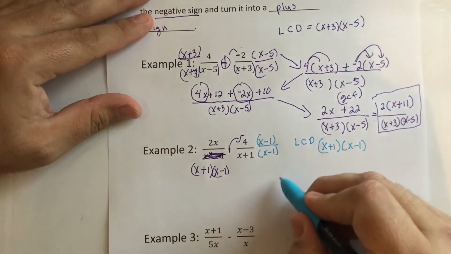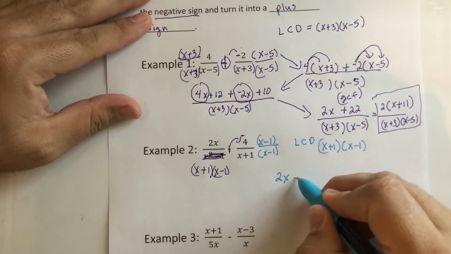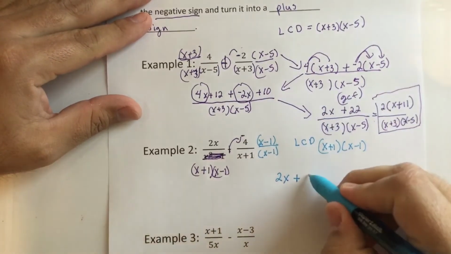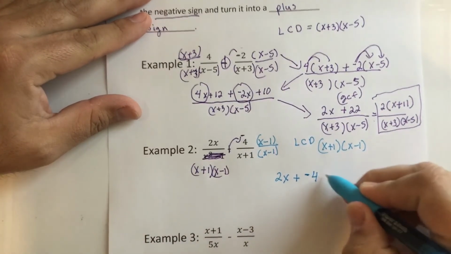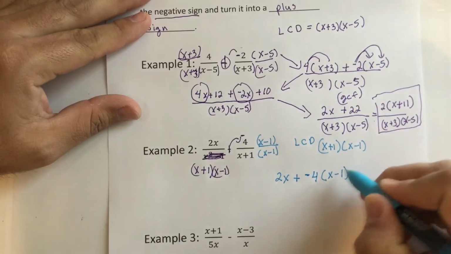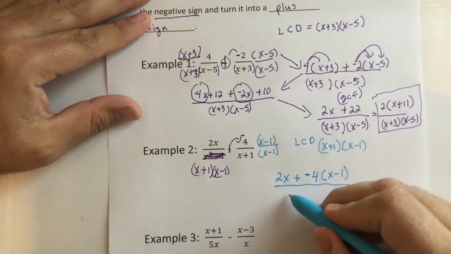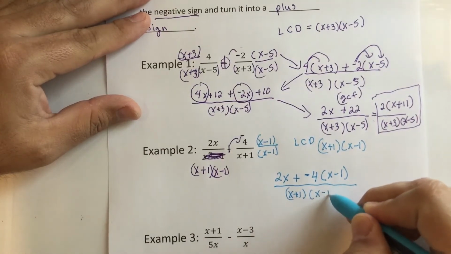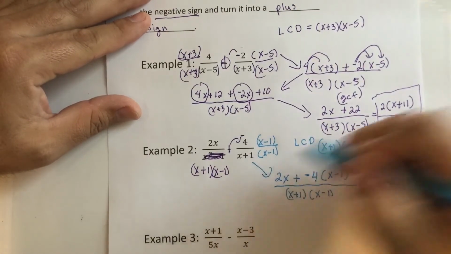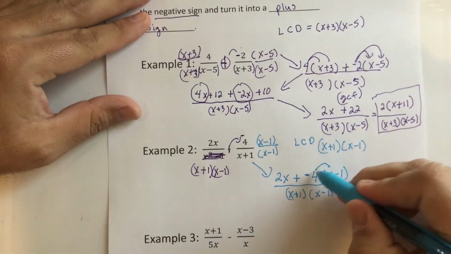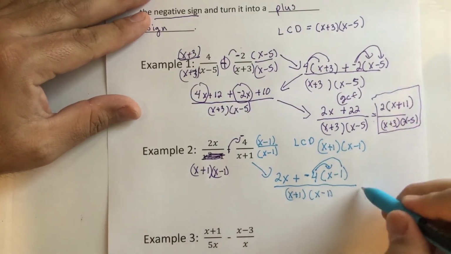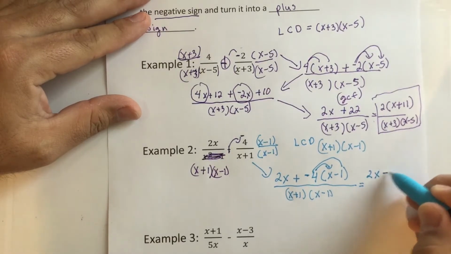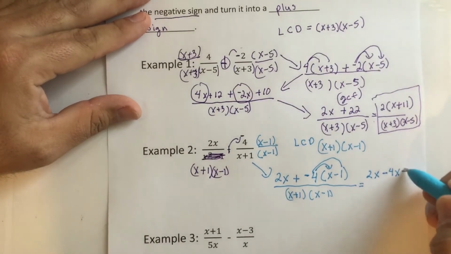So I'm going to leave that alone. So it's going to be 2x plus. Okay. But now I have this negative 4 that I need to distribute. So plus negative 4 times x minus 1. And again, this is all over my LCD, which was x plus 1 times x minus 1. Okay, so I'm going from here to here. Distribute my negative 4. Okay, and this gives me 2x minus 4x plus 4.